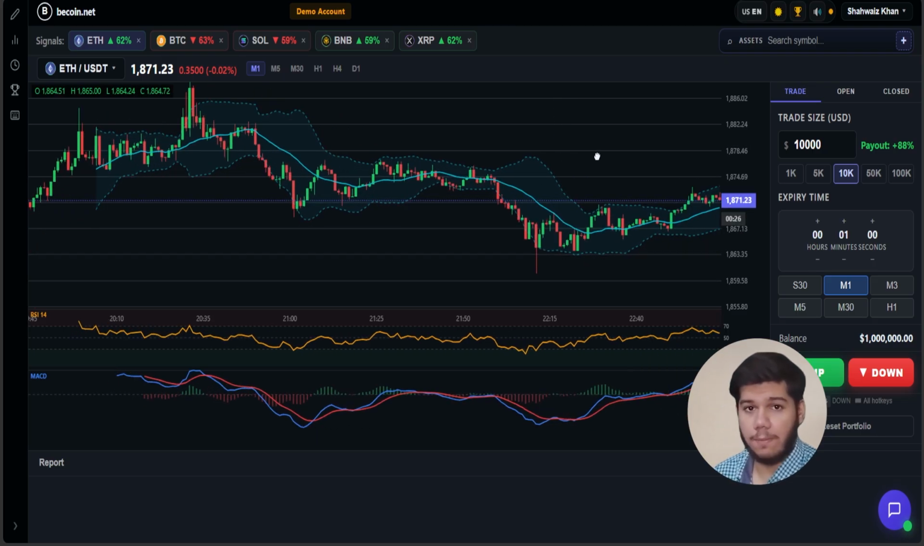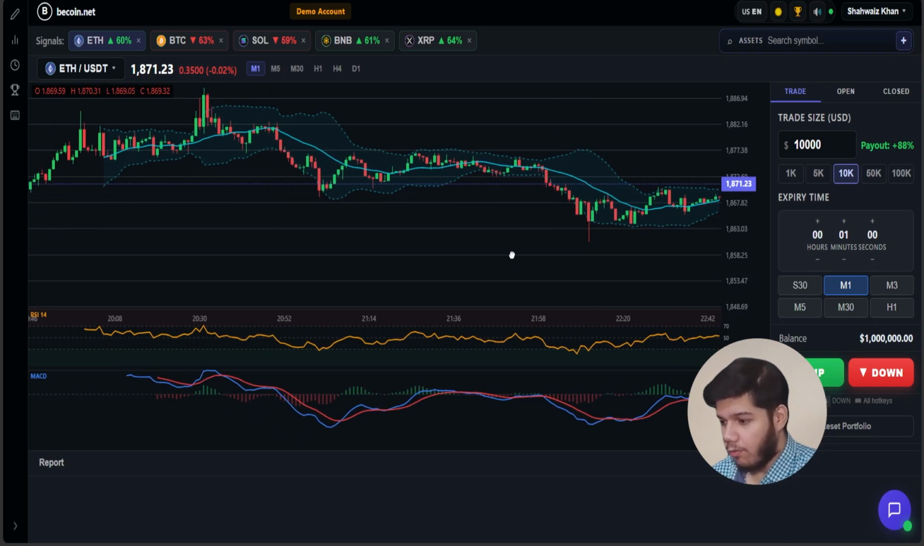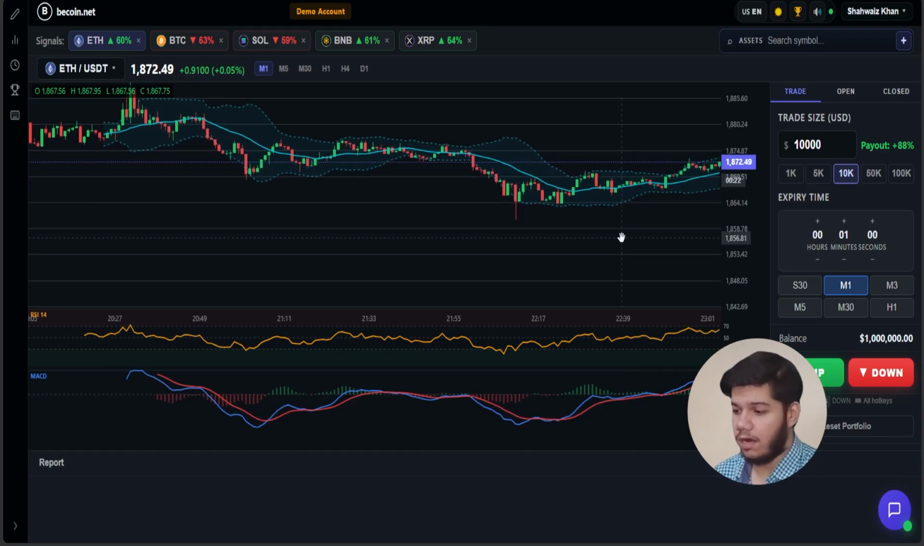So now let's first talk about the RSI indicator. So what do we mean by RSI? The RSI stands for Relative Strength Index.